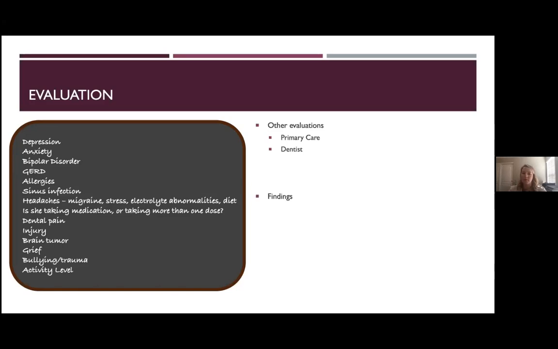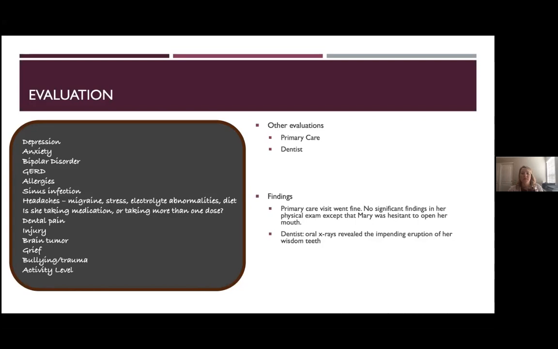So what happens when she goes to the primary care doctor and the dentist? Well, at the primary care visit, everything went fine. There was nothing significant found except that Mary was really hesitant to open her mouth. So that makes the dental exam really important at this point. The dentist ordered x-rays and found that her wisdom teeth were about to come in. So that's new, and could definitely cause headache and dental pain. So we need to get that taken care of, so that we may have found our answer here.